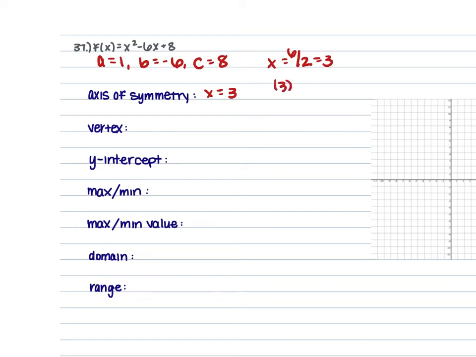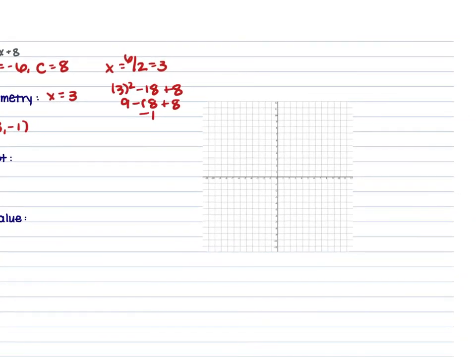That's going to give us 3 squared minus 18 plus 8, which is 9 minus 18 plus 8. 9 minus 18 is negative 9. Negative 9 plus 8 is negative 1. So that's 3, negative 1. We also have a y-intercept of 8, which is going to give us 6, 8 as well.